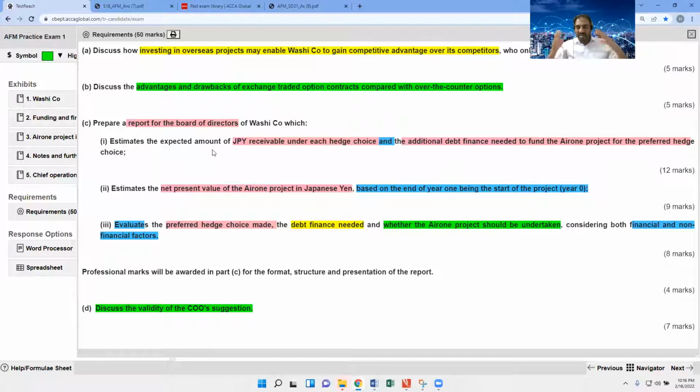So first of all, make a plan. To estimate the receivable under the hedge, there are 3 hedging options. We have to work out the 3 hedging options and then identify from which we will get a higher amount or a lower amount. A higher amount we will get from one of the 3 options.